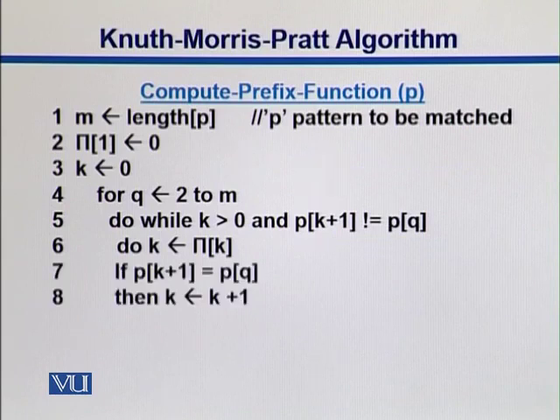If p of k plus 1 is equal to p of q, then we will update k to 1. So k is actually keeping track of how many matches we have found. If both of these conditions are not true, the value of k will be stored in pi of q. So in case of a match, k becomes k plus 1, and we take that value of k and store it in pi of q.